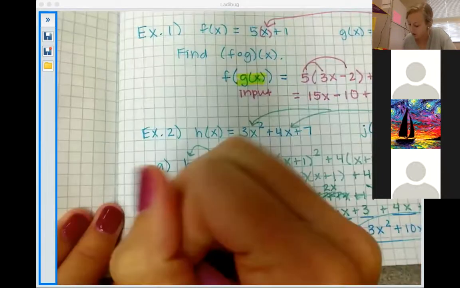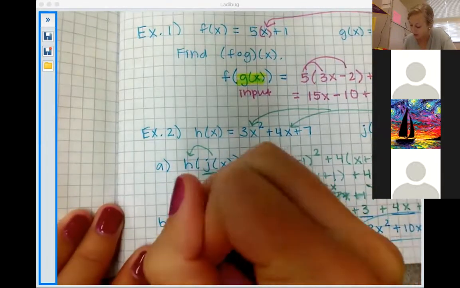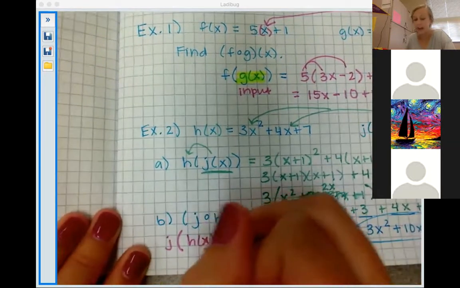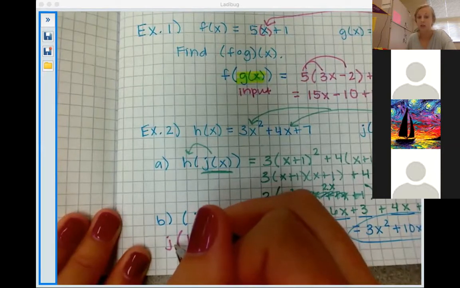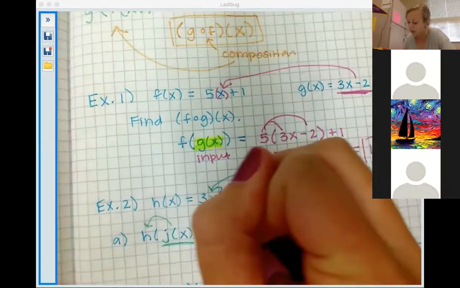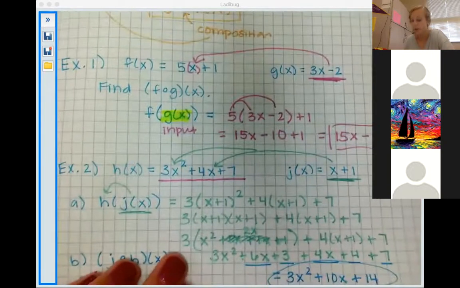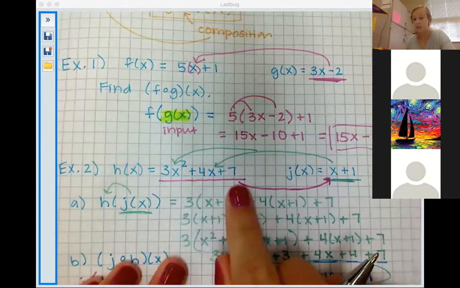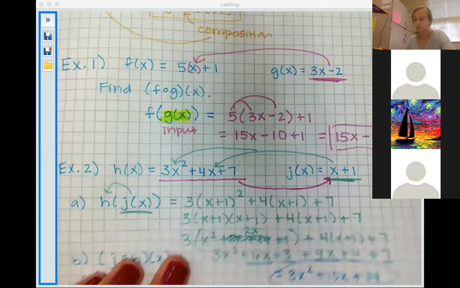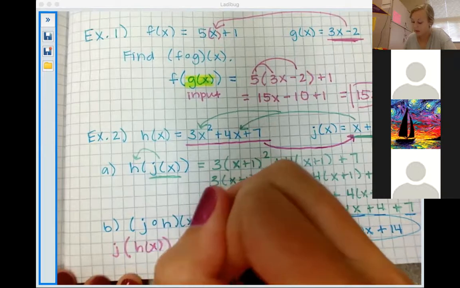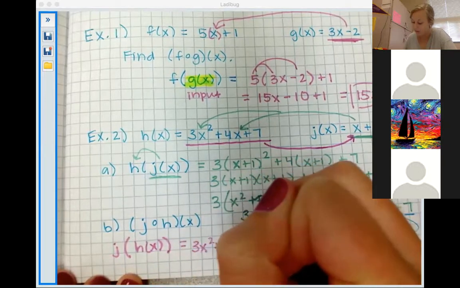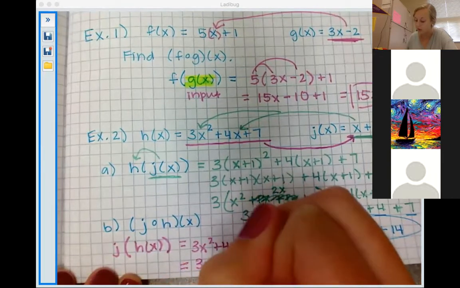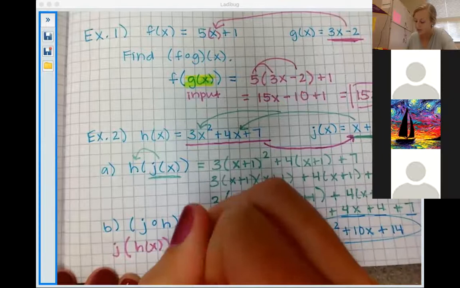J. Okay, good. So this is J of H of X. So what Kendall was saying is we're taking H and we're putting it into J. So if you look at this, if we take 3x squared plus 4x plus 7 and put it into J, it's literally just going to be this plus 1. So it's going to be 3x squared plus 4x plus 7 plus 1, which is going to give me 3x squared plus 4x plus 8.